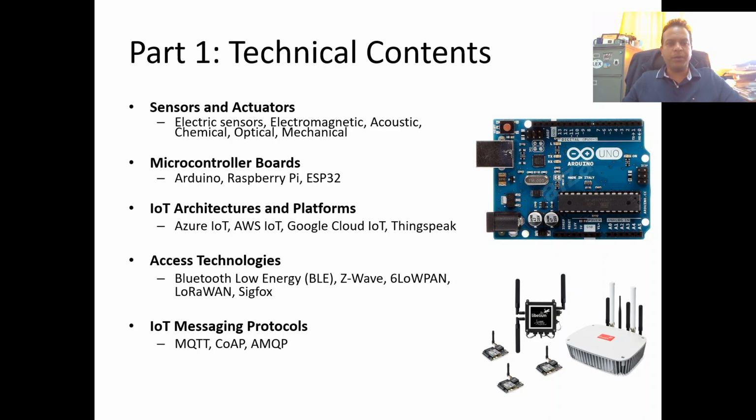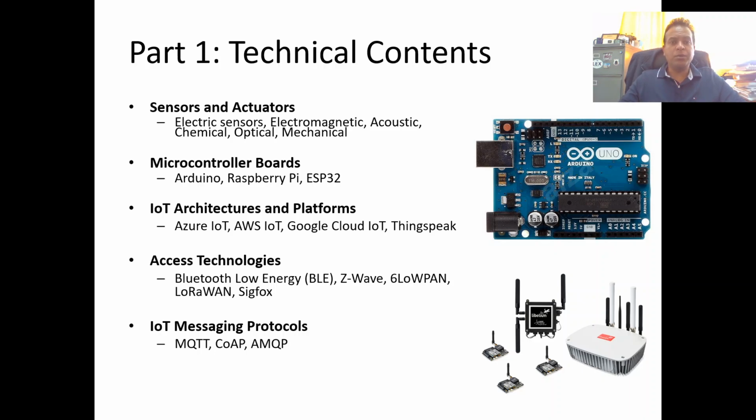Next, under the technical part, we are going to discuss different access technologies. At the end of the day, you need to communicate the data that are being captured by the sensors, so we need to use a proper communication technology. We have BLE, Z-Wave, 6LoWPAN, LoRa, and Sigfox. All these technologies will be discussed. And also messaging protocols, what messaging protocols the sensors use in order to exchange data. MQTT and CoAP are popular messaging protocols that we are going to discuss in this module. So this will be the technical part.